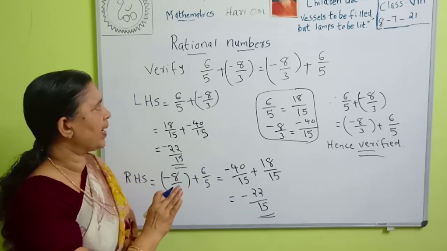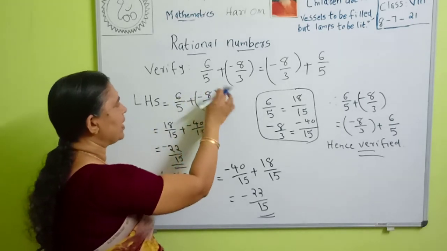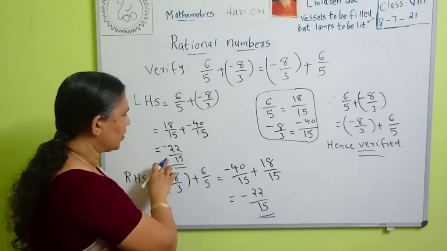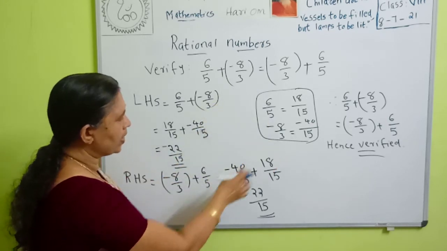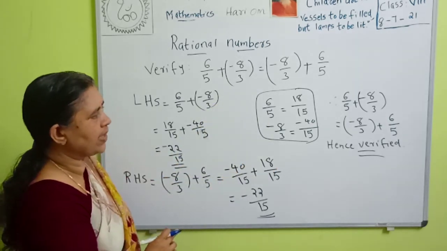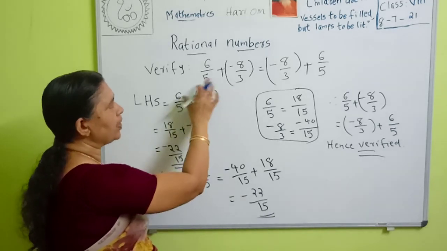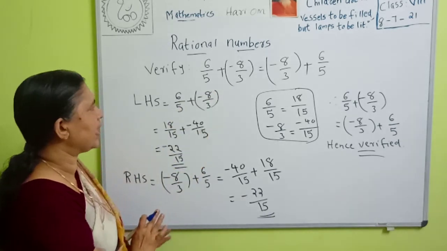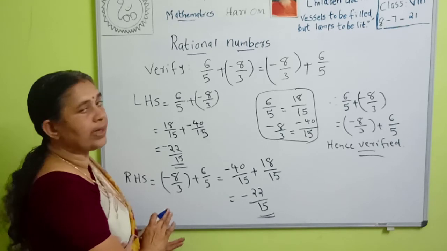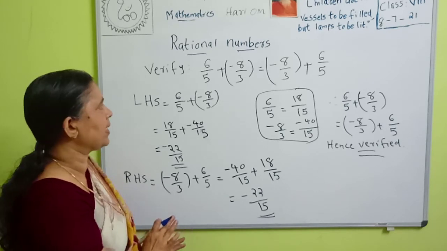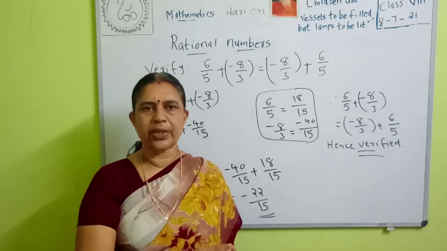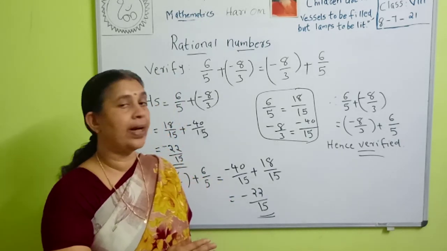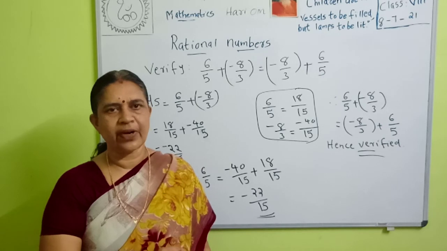So we use which property? Commutative property. Remember it. So 6 by 5 plus minus 8 by 3 is equal to minus 22 by 15, and minus 8 by 3 plus 6 by 5 is also equal to minus 22 by 15. So here both answers are the same. So if we change the order also, the sum remains the same. That is, if A and B are two rational numbers, then A plus B is equal to B plus A. This property is called the commutative property of rational numbers.